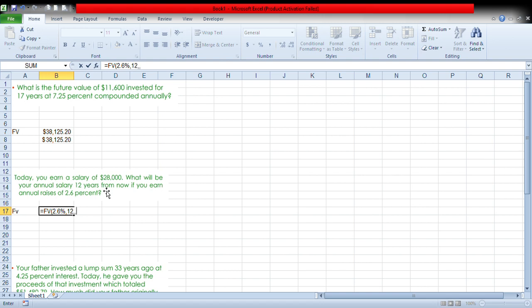The payment is nothing. The present value is 28,000, and then you just press enter. Because we didn't apply the minus sign before the present value, it was negative; now it's positive. Now I'm teaching you how to calculate mathematically. The formula of the future value is the present value, 28,000, multiplied by 1 plus 2.6%.